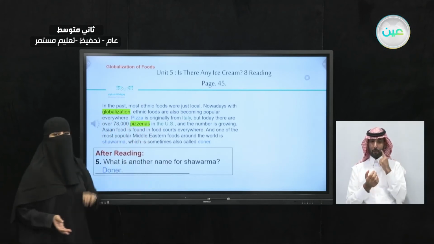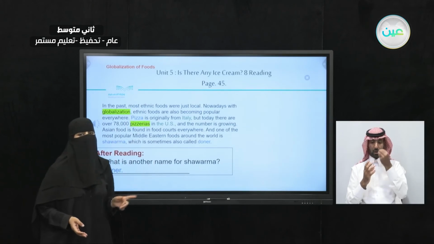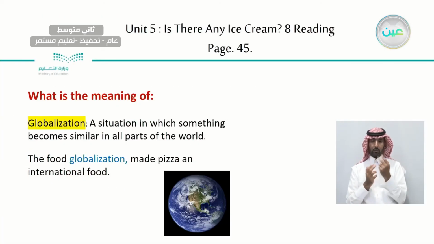And here we also found the meaning of pizzeria from the context. Now, let's take a look here. So the meaning of globalization: a situation in which something becomes similar in all parts of the world. The food globalization made pizza an international food.